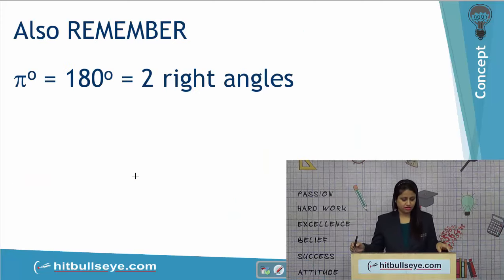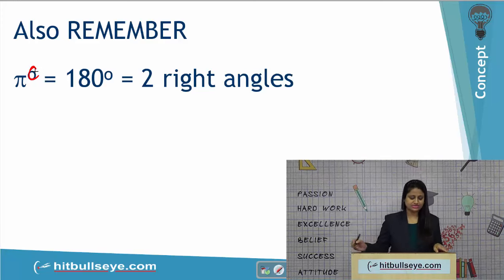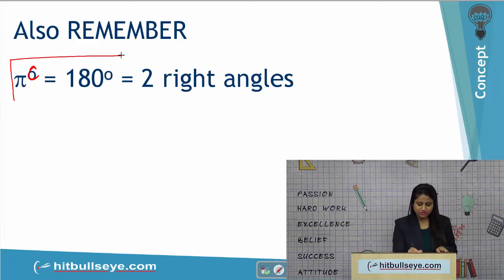Okay, there is one more thing. Let me do one change here. It should be pi radian. This is not degree, guys. This is pi radian. So it says pi radian is equal to 180 degree. These two are separate representations. Pi radian is equal to 180 degree, and this is equal to two right angles. As we have discussed, one right angle is always equal to 90 degree. So definitely two right angles will be equal to 180 degree. So what is the main thing to remember here? This thing.